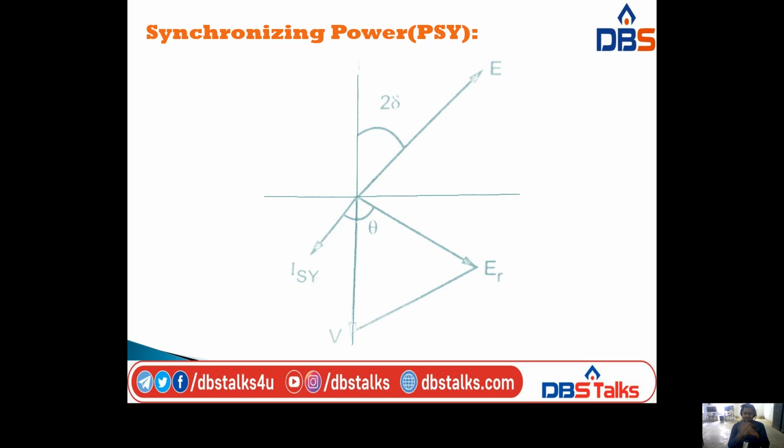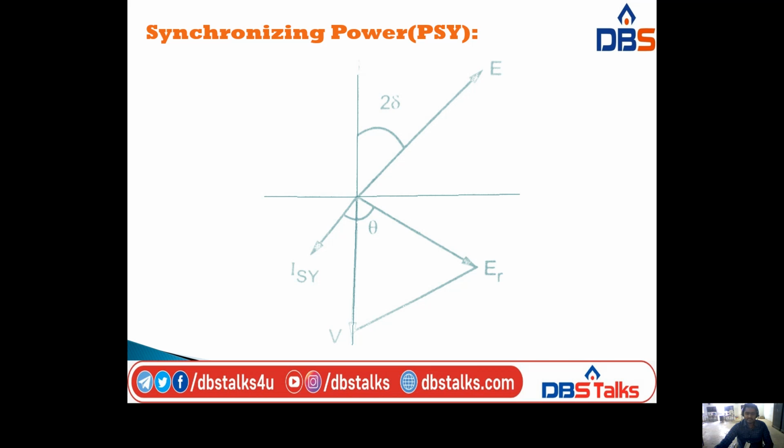It is in exact phase opposition and it lags the voltage by 2 delta. Here the phase difference is 2 delta, and the angle between resultant EMF and synchronizing current is theta. The angle between ISY and ER is theta and the angle between V and ER is also theta, that is theta by 2.